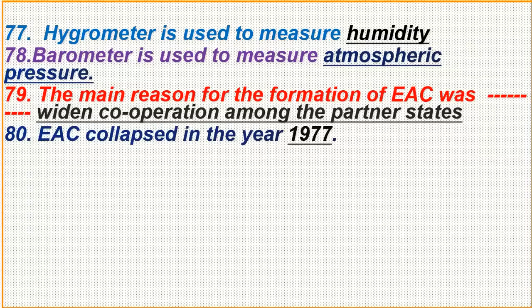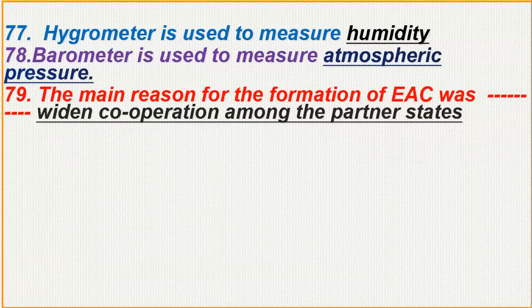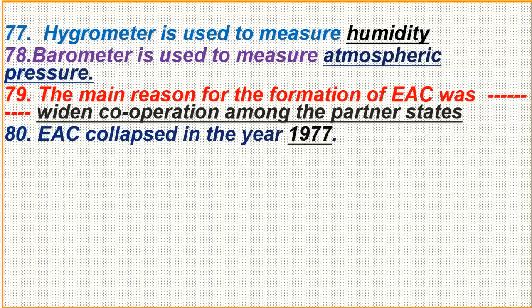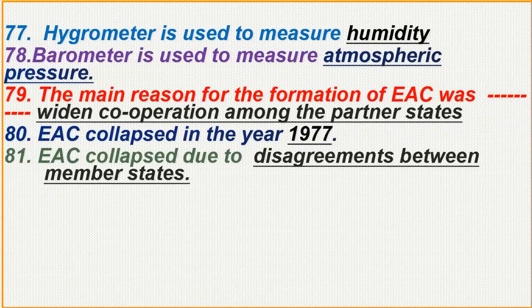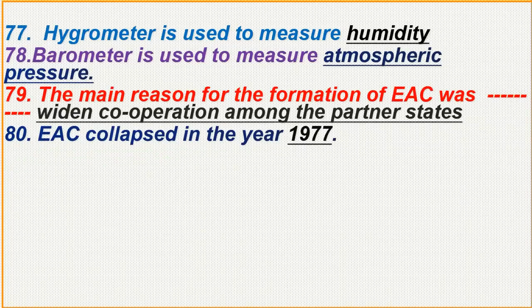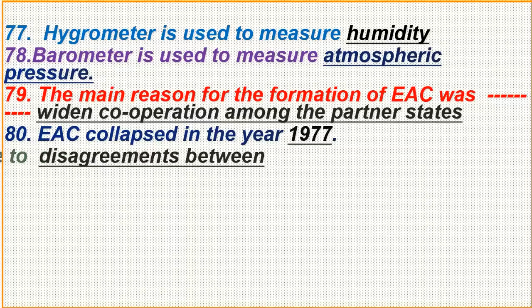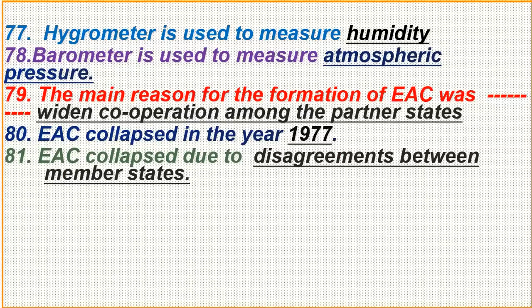Number 80. EAC collapsed in the year 1977. Number 81. EAC collapsed due to disagreements between member states.